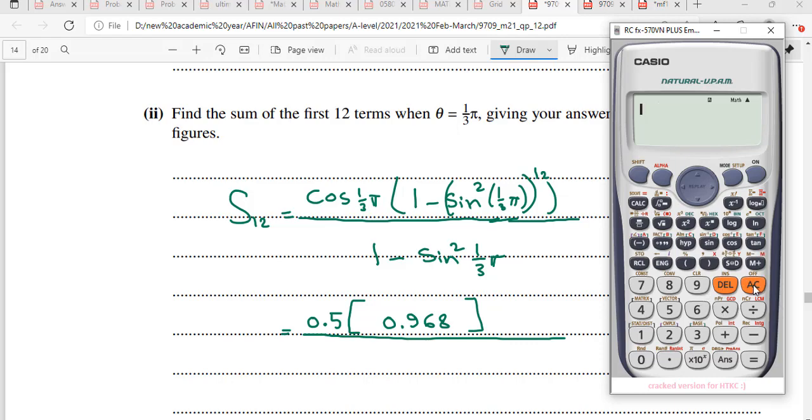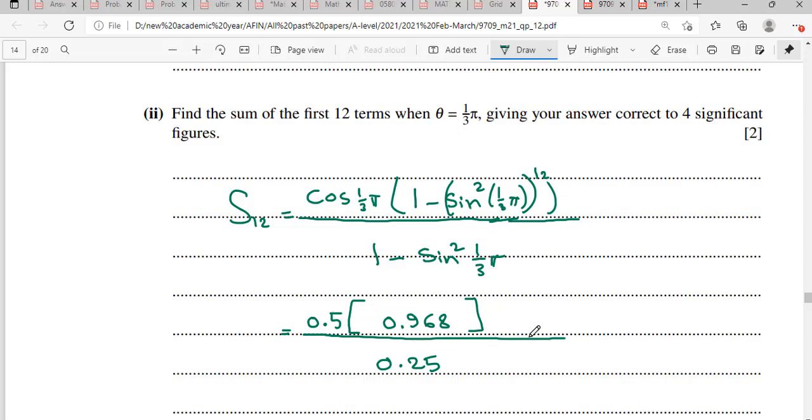Okay, finally we have sine squared 1 over 3 pi. We can use this squared. Sine 1 over 3 pi is already entered. Squared is equal to 0.75. Then 1 minus the last answer, which was 0.75, is 0.25.